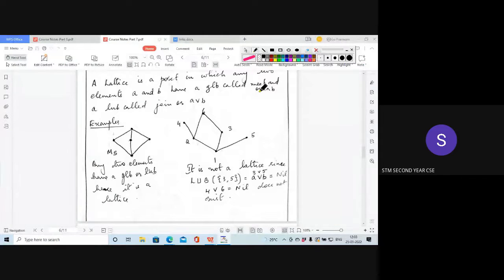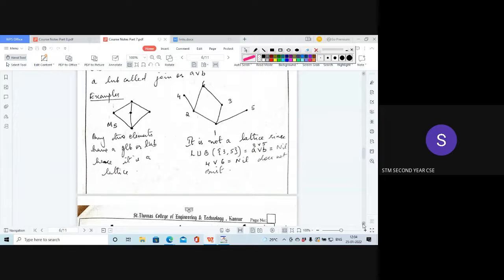Okay, for any two elements, if you have a least upper bound and a greatest lower bound, you should check for all pairs. If it exists for all pairs, then it is a lattice. If it doesn't exist for any one pair, if a least upper bound or a greatest lower bound doesn't exist for even one pair, then it cannot be considered a lattice.